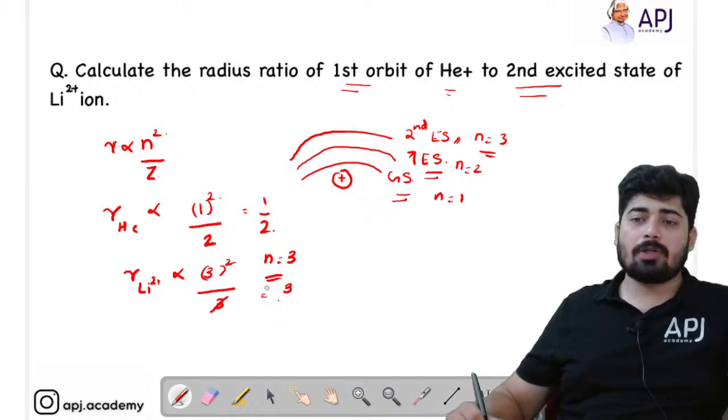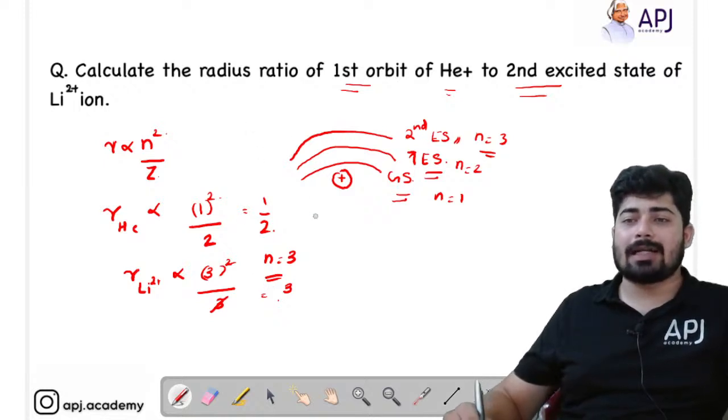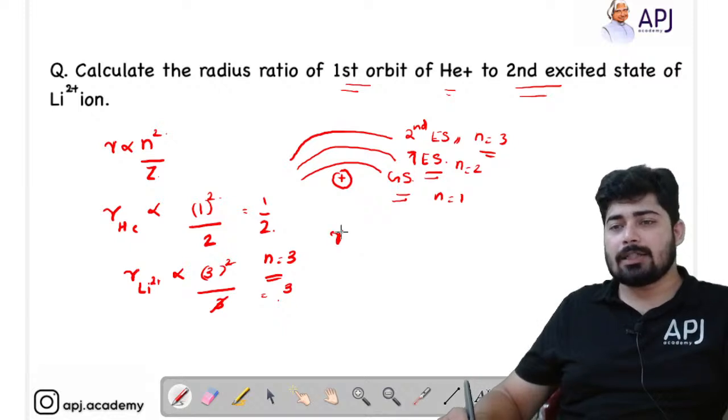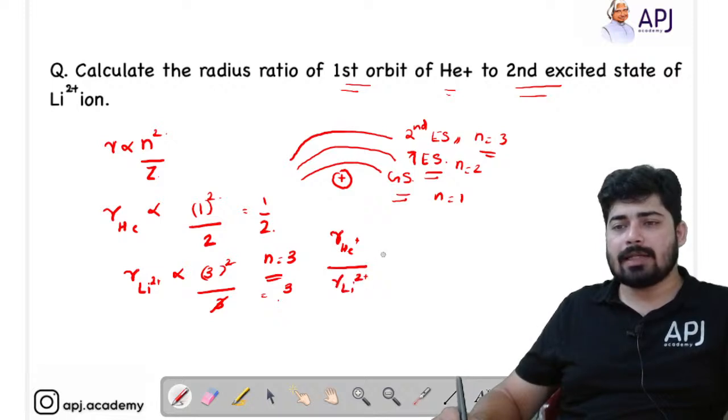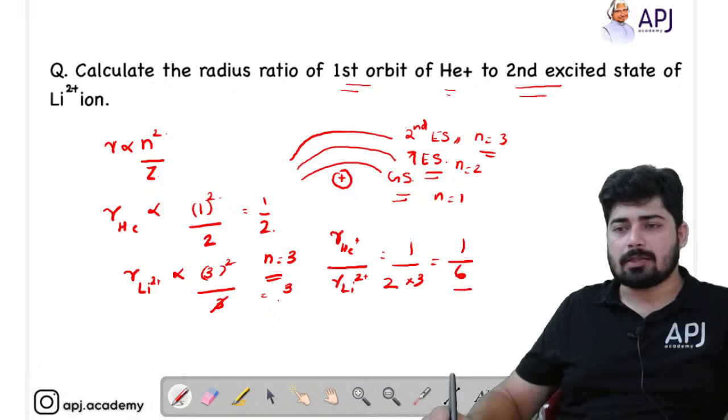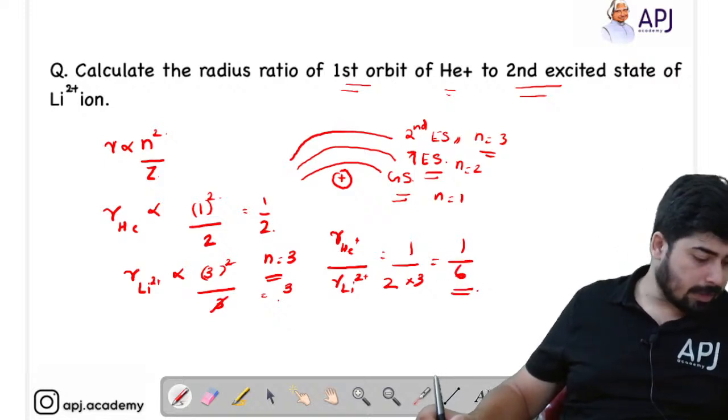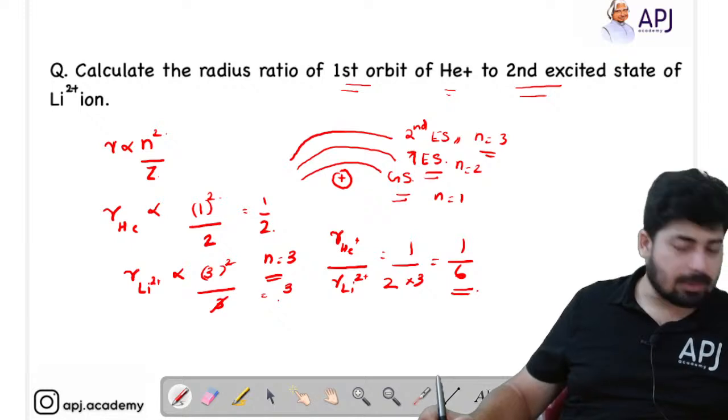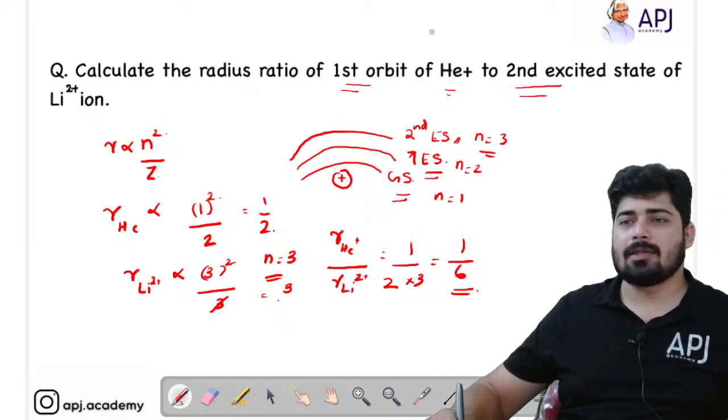Okay. Now what you have to do? You are asked to find out the radius ratio. So radius of helium plus divided by radius of lithium 2 plus. So what was the radius of helium? That is 1 by 2 divided by lithium, it is 3. So you will be getting a ratio of 1 by 6. Yes students, that's the answer for the first question.